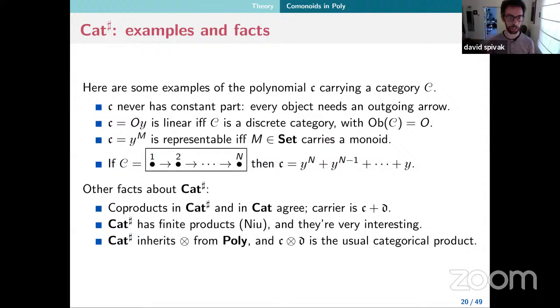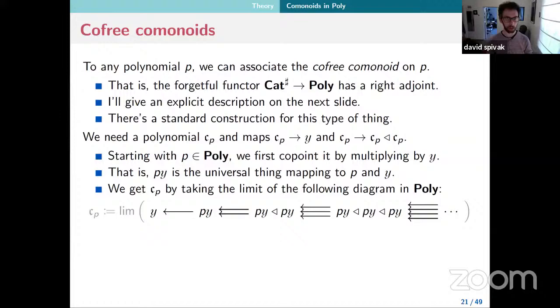And so did Tarmo. Okay, so I wanted to quickly talk about co-free comonoids because we got to that late yesterday and I'm going to use it again today.